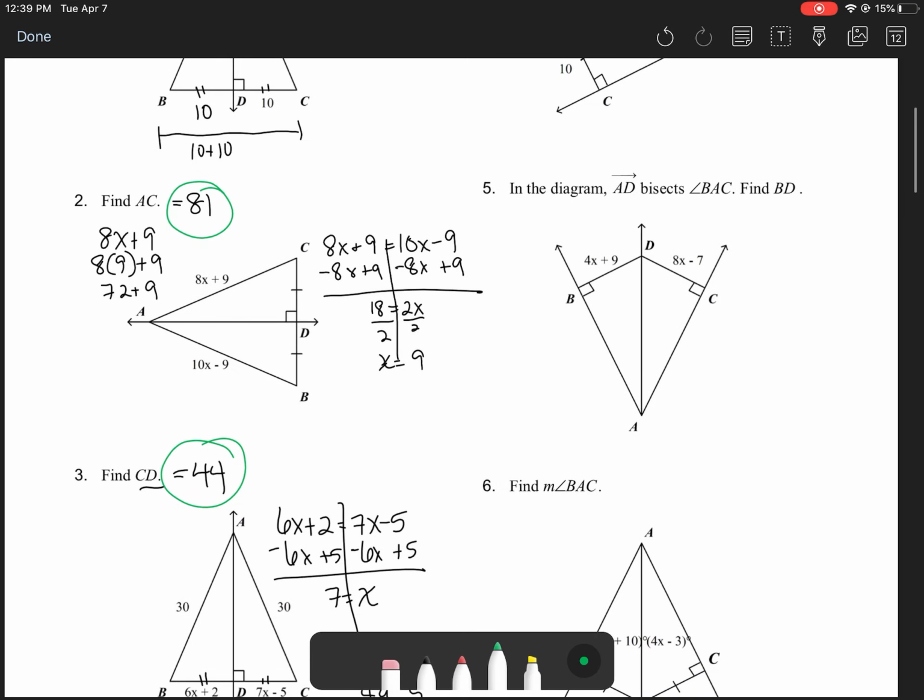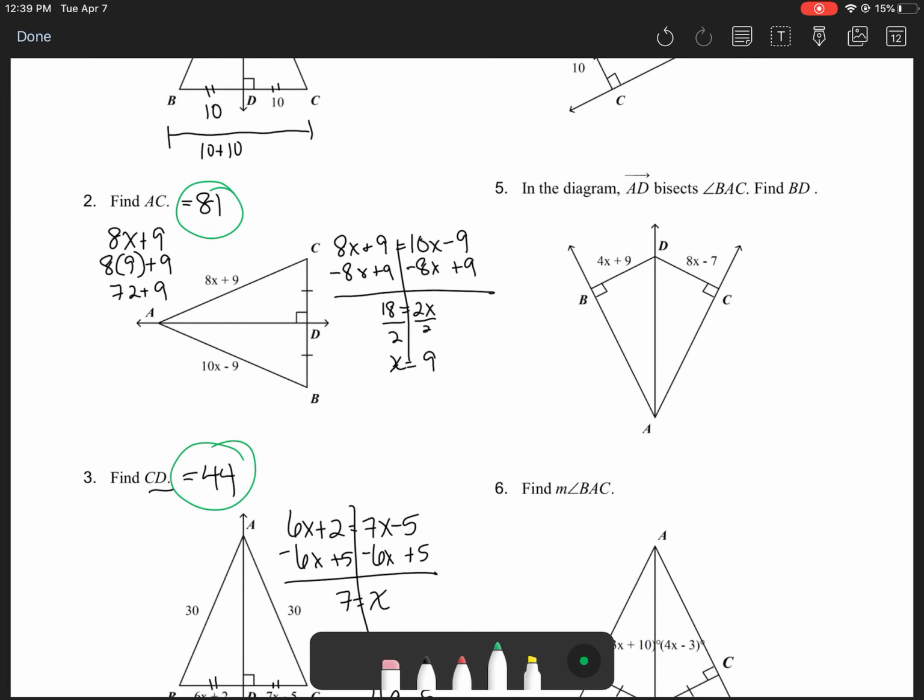So 5 and 6 are just applying that algebraic understanding to this. So in the diagram, AD bisects angle BAC. So we have an angle bisector. So my distance to the sides is congruent. So 4x plus 9 equals 8x minus 7. I'm going to subtract 4x on both sides, add 7 to both sides. 9 plus 7 is 16. 8x minus 4x is 4x, divide by 4.